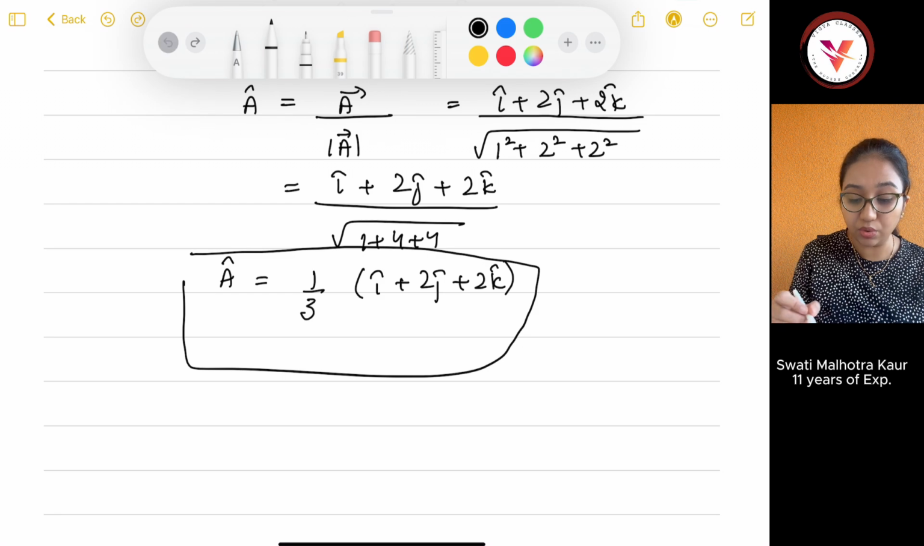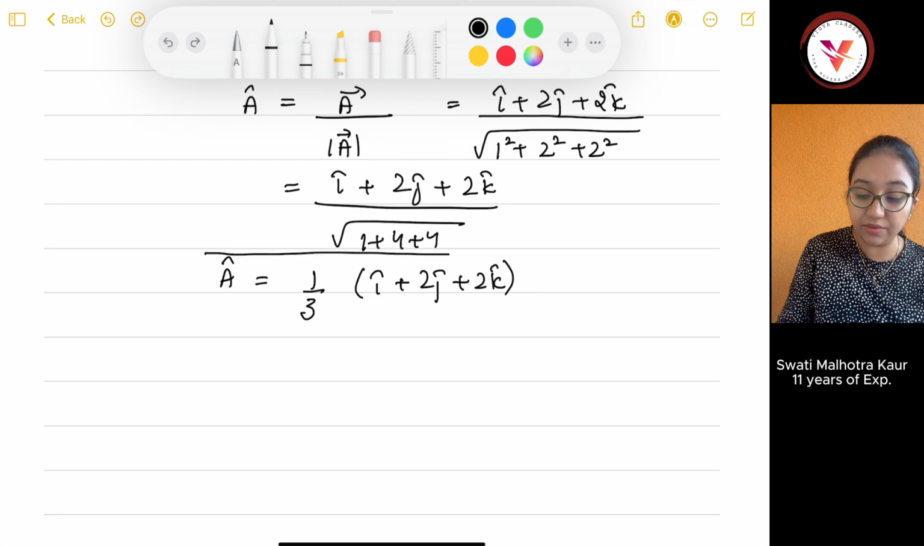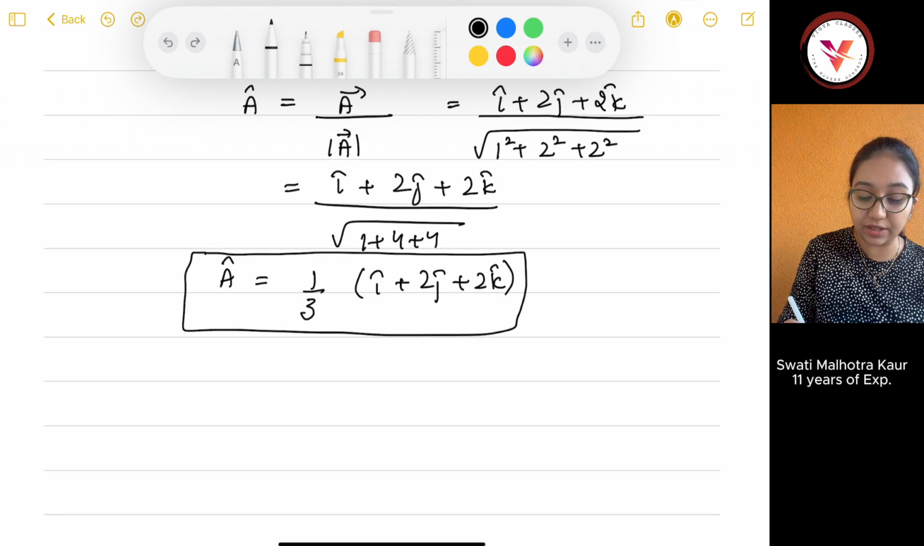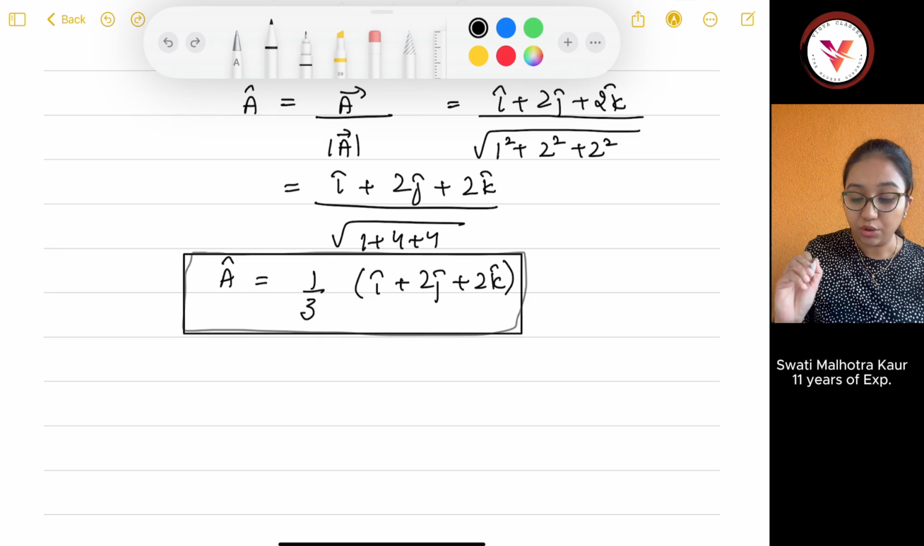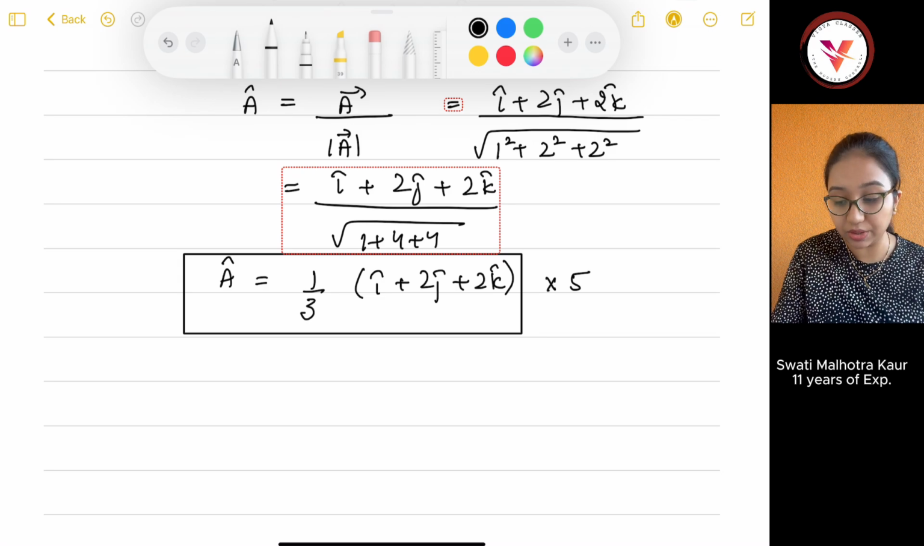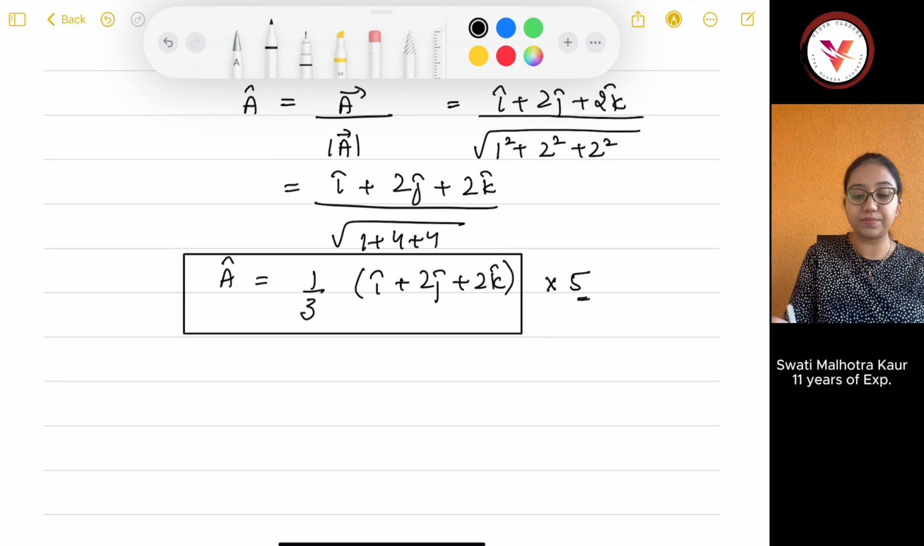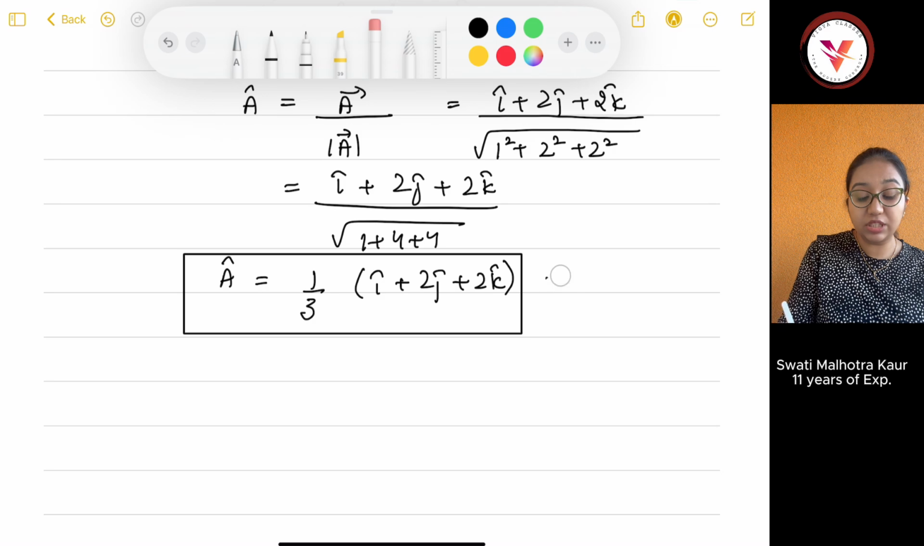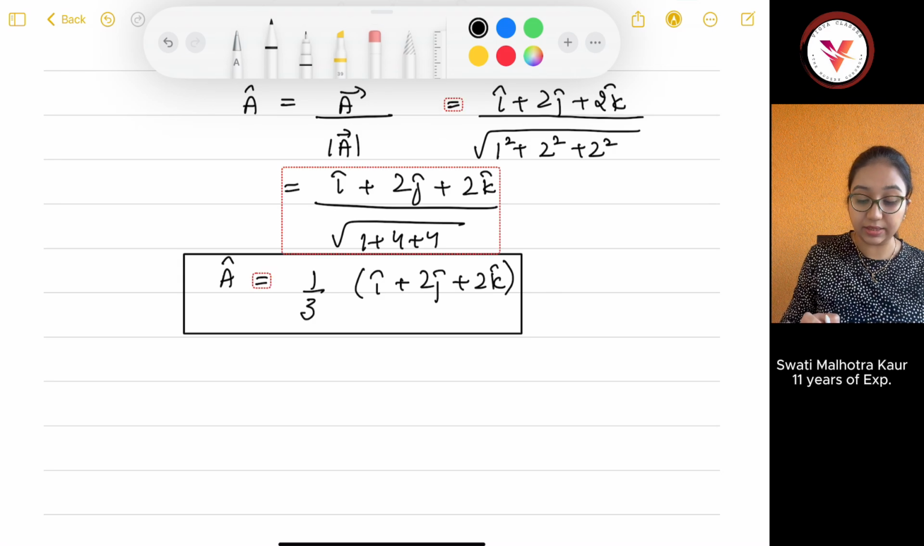Now what you can do, if you are asked to get a vector having a magnitude of, let's say, 5, all you have to do is multiply it with 5 and you'll get a vector whose magnitude is 5 and direction is along a vector. Okay, so this is what a unit vector is.